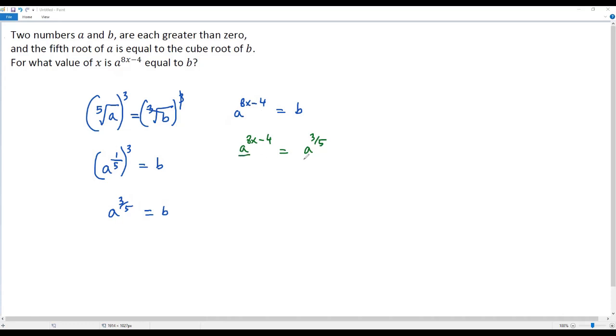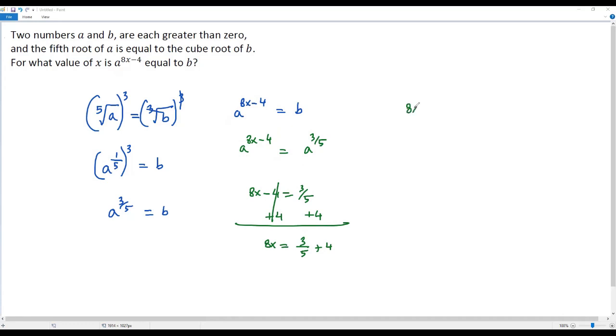Now I got the same base a on both sides of this equation. Whenever two powers are equal with the same base, we can equate the exponents. When I equate the exponents, I am getting 8x minus 4 equals 3 over 5. Now let me add 4 to both sides of this equation. The negative 4 and positive 4 will cancel out. I am getting 8x equals 3 over 5 plus 4.